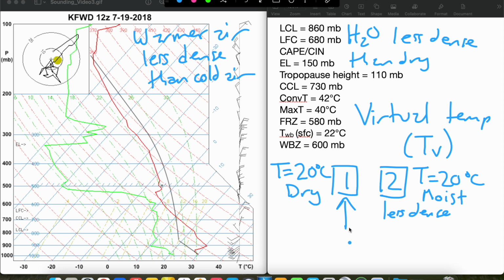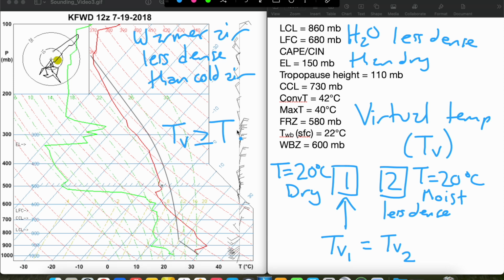And the temperature that we need to heat parcel number 1 to in order for the densities to match, that is the virtual temperature. So if the virtual temperatures are the same between parcel 1 and parcel 2, we know that they are the exact same density regardless of how much moisture content is in each individual parcel. So I hope that makes sense. That's the virtual temperature. And the virtual temperature is always going to be greater than or equal to the actual air temperature.